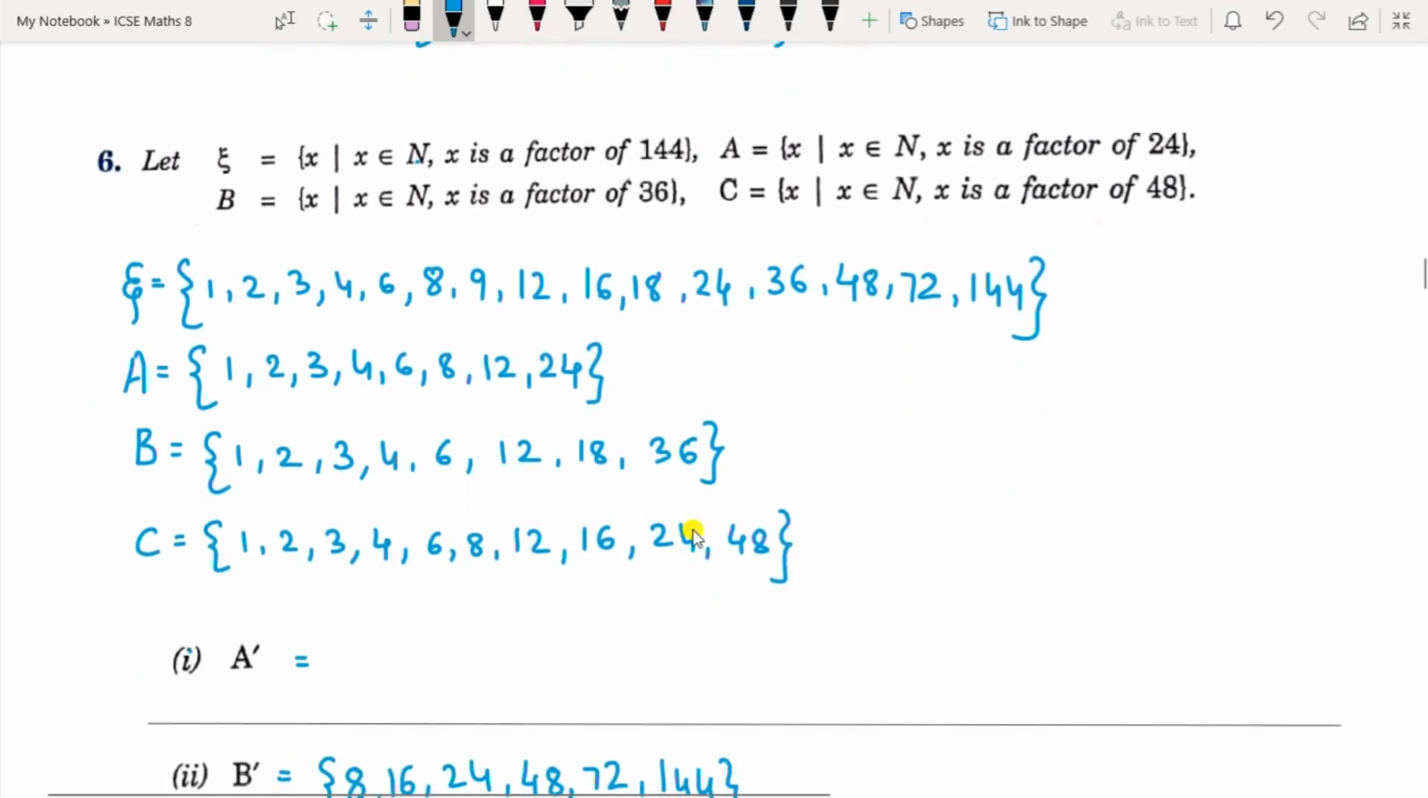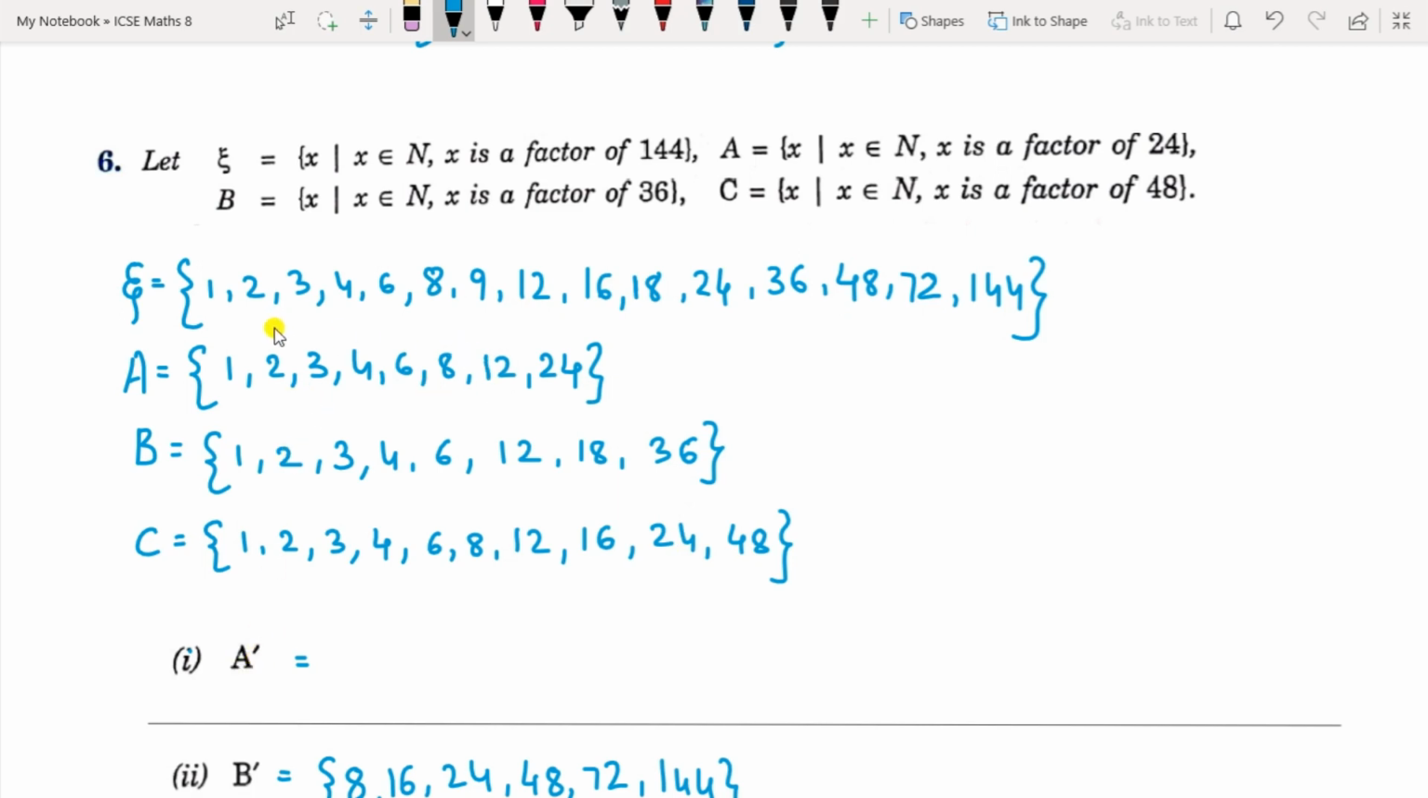Question 6 is, the universal set is given as the natural number set, and x is a factor of 144. So all these are factors of 144. A is the set of factors of 24, set B is the factors of 36, and set C is the factors of 48. Here A dash means A complement.